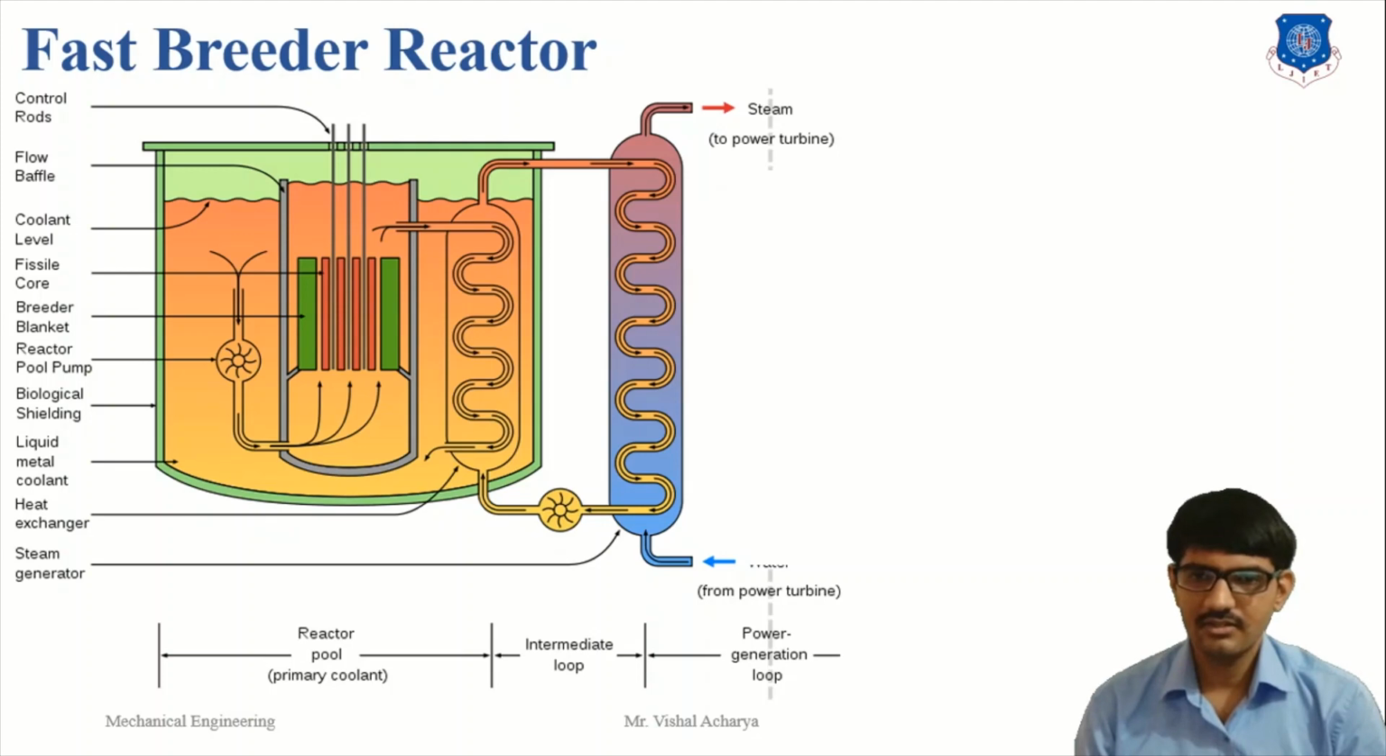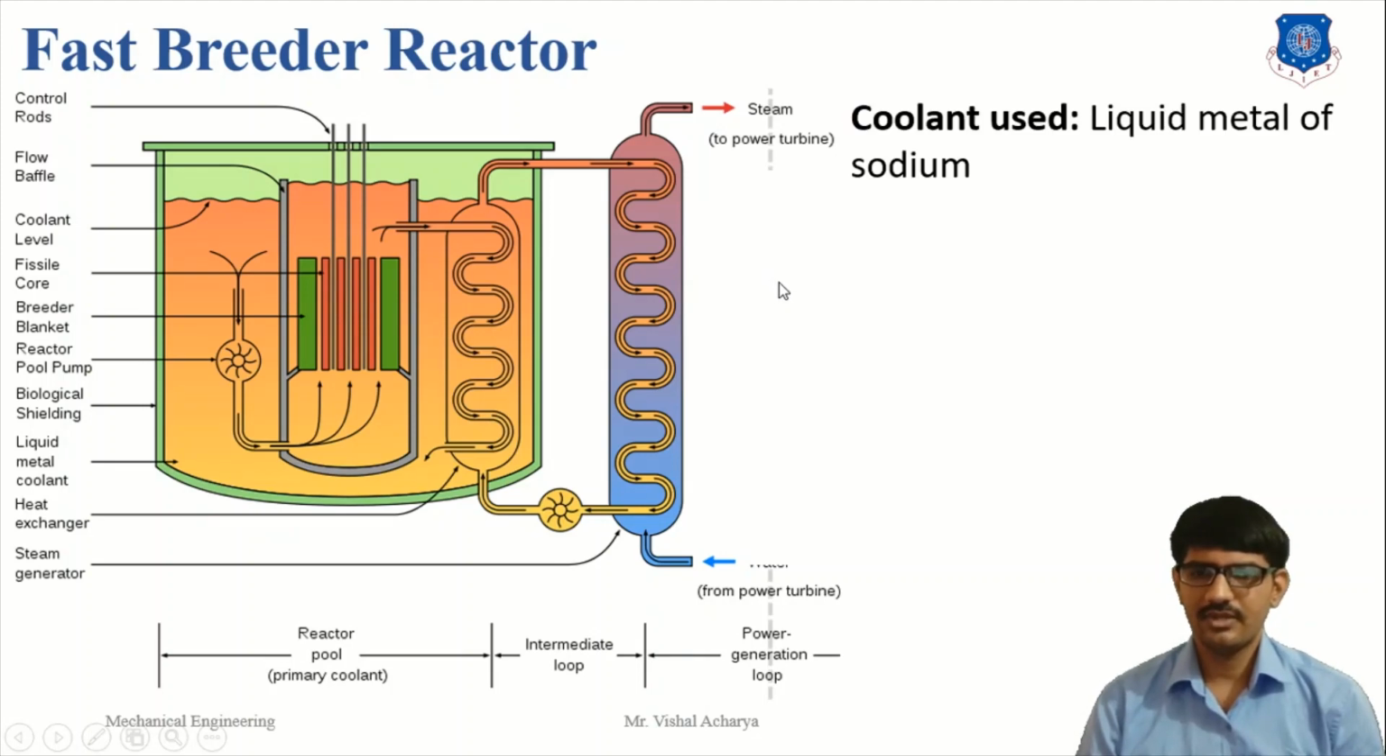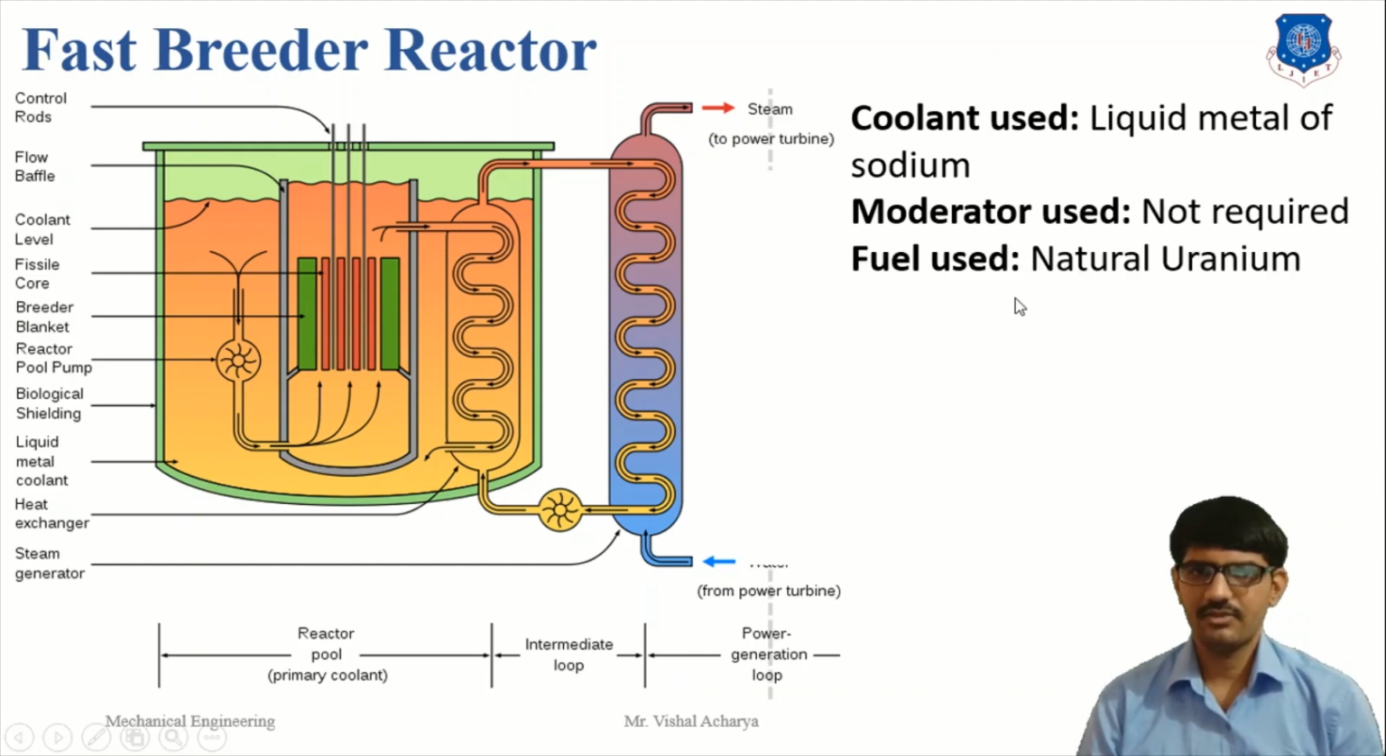What is the breeder? Breeding is the process when the fertile material is converted into fissile material. In this fast breeder reactor, the coolant used is liquid metal sodium, the same as before. A moderator is not required, and the fuel is natural uranium. Here uranium 235, like natural uranium, is coated with uranium 238 as a blanket. Uranium 235 converts into thorium and uranium 238 converts into plutonium. Plutonium and thorium are fissile or secondary material for the fission process.